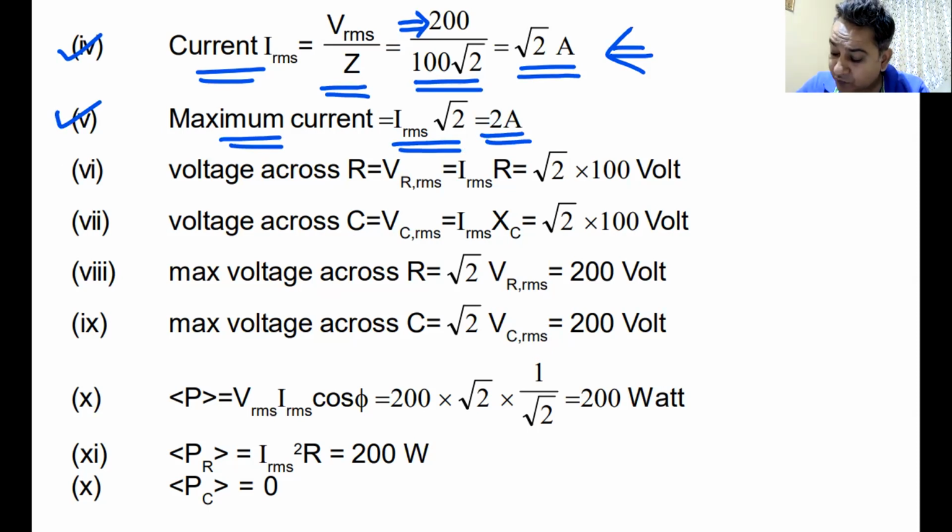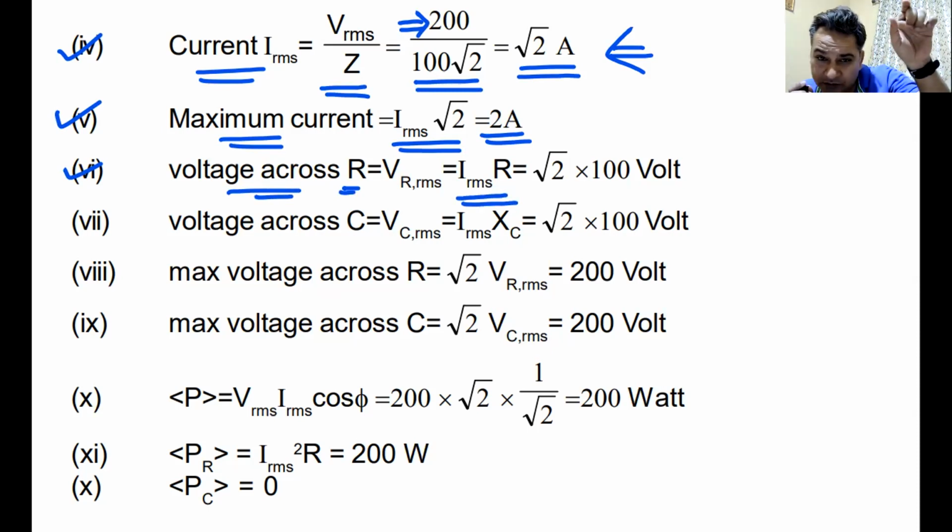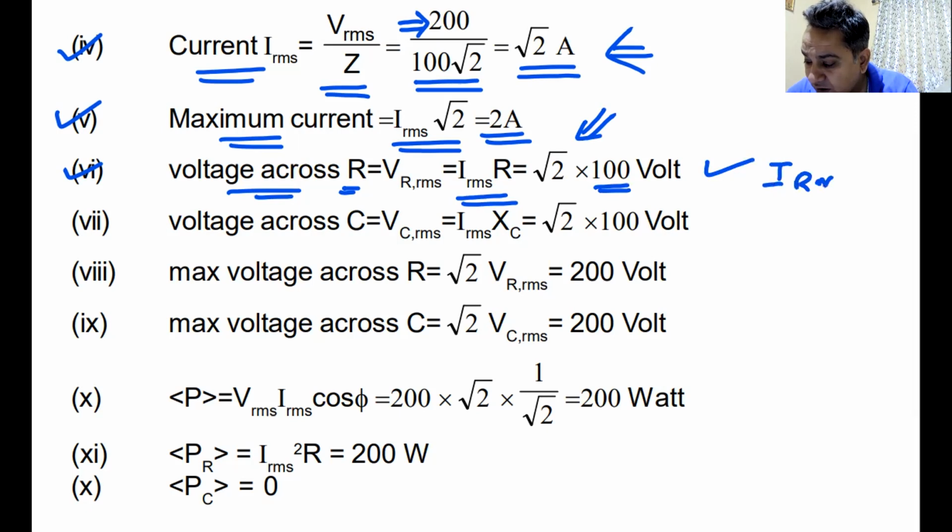Voltage across R is IRMS into R. The RMS value of current into R will give you the voltage across R. The value of R is 100. The value of IRMS is root 2. Remember, the voltage across R is IRMS multiplied by R.